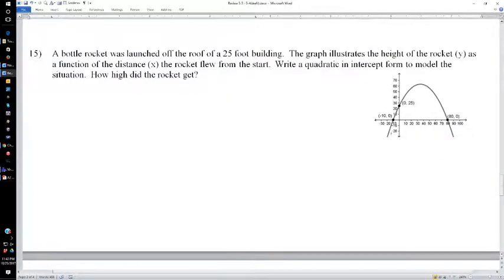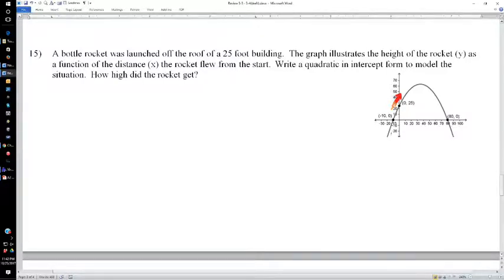Alright, here we go. A bottle rocket was launched off the roof of a 25-foot building. We got a little bottle rocket, let's put it in red, with a little fire coming out the back. The graph illustrates the height of the rocket as a function of the distance the rocket flew from the start. Write a quadratic in intercept form to model the situation. How high did the rocket get?